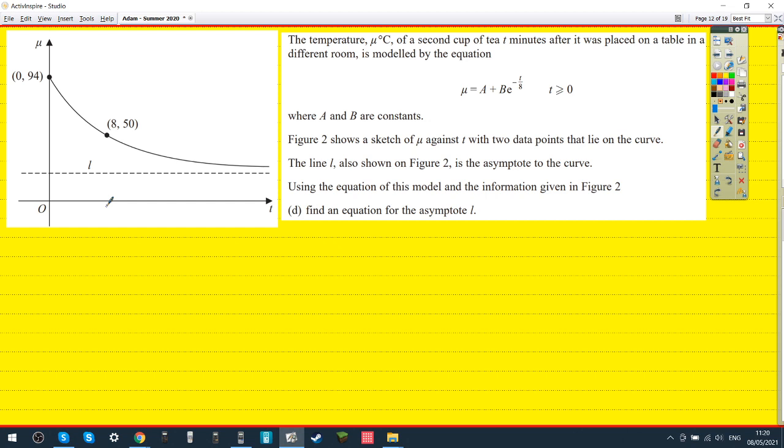So we don't know what a is either. So we need to work out... Substitute. So you get 94 equals a plus b to the power of minus 0 over 8. Minus 0 over 8. Yeah. Simplify.